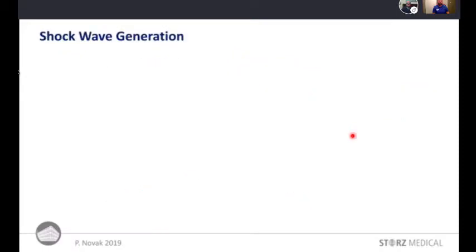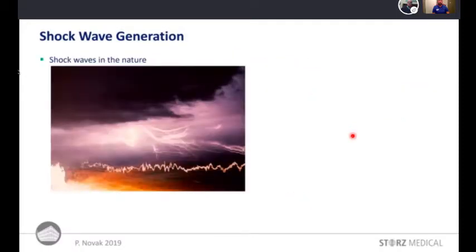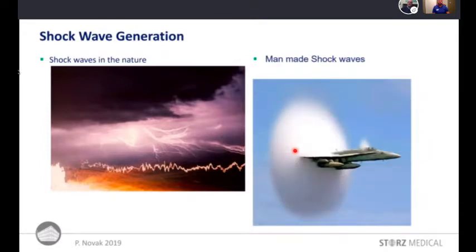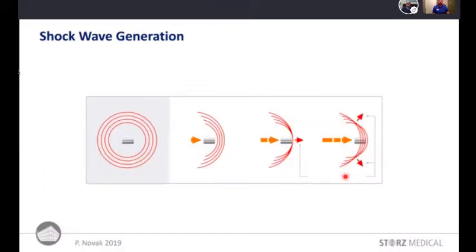Now we go a step further. How can shockwaves be generated? You can observe them in nature, for example, in a thunderstorm. They can also be generated by man. For example, a supersonic plane passing through the sound barrier generates a shockwave. And that is basically the key issue, how shockwaves are generated.